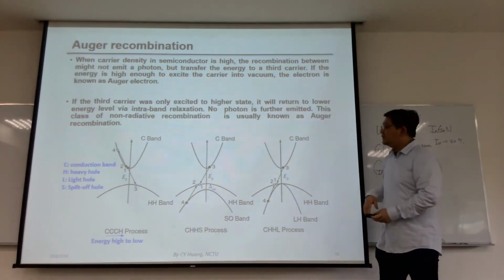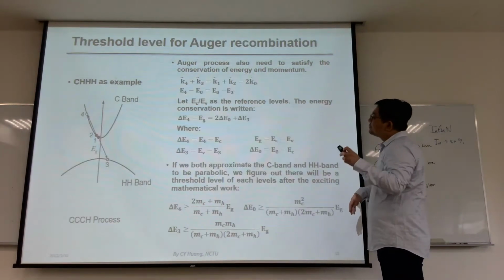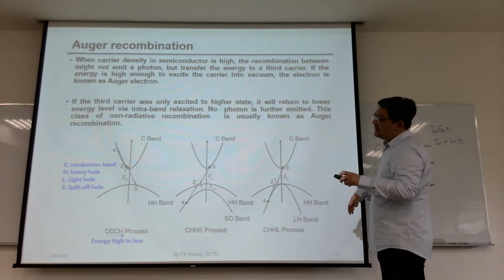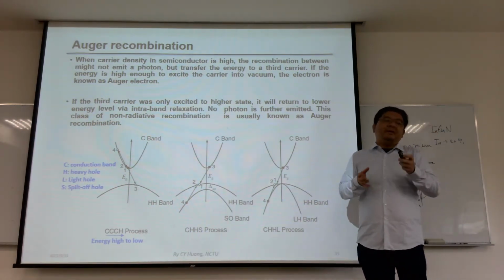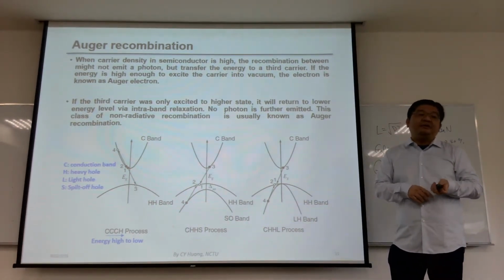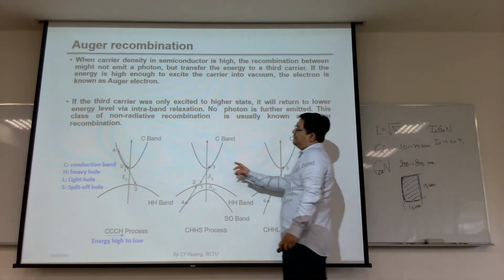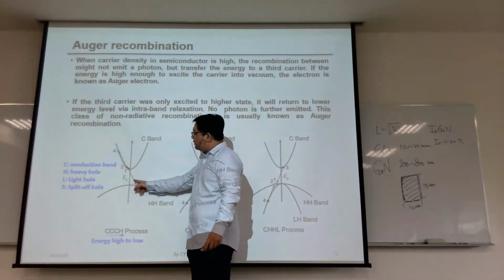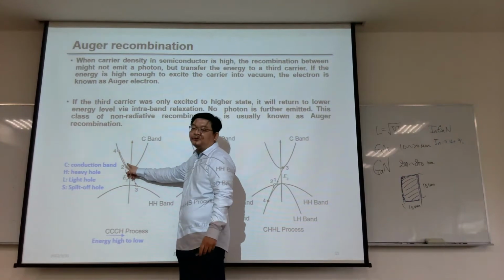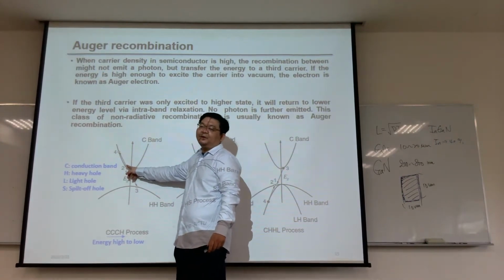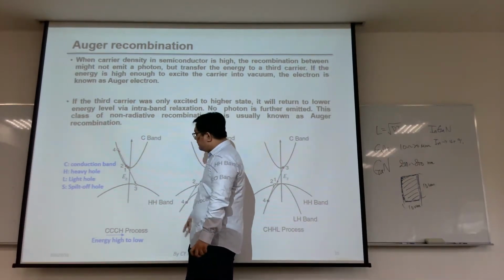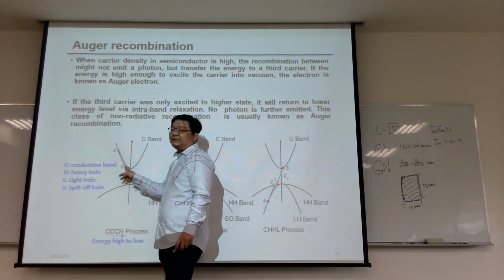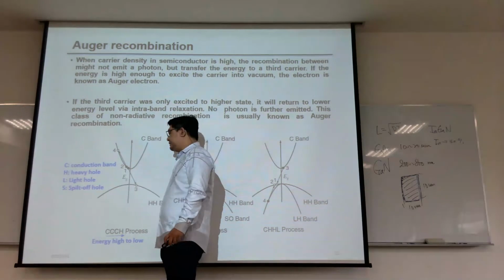So it is non-linear. Obviously, this will be important when the injection carrier density is high. If the carrier density is very low, then it's very unlikely to find another carrier to capture this energy. So it happens only when the carrier density is high.